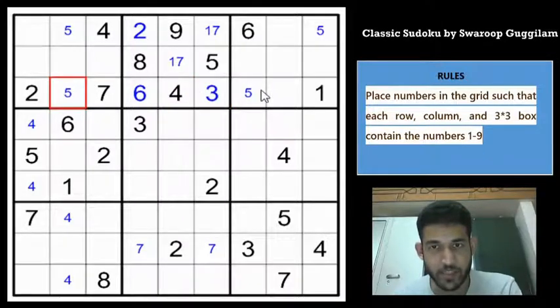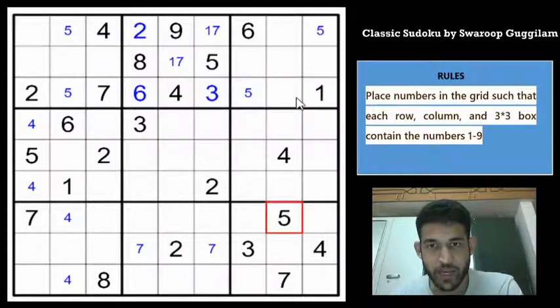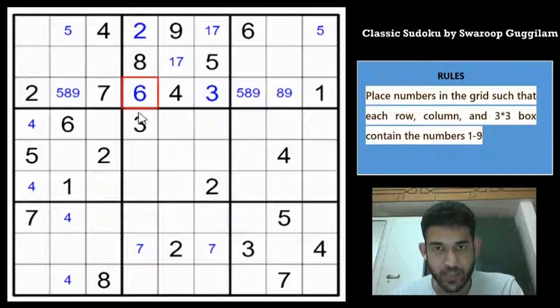And remaining digits in row 3 are 5, 8 and 9. So we can pencil mark them. So this must be an 8 or 9, this must be 5, 8, 9, and this must be a 5, 8 and 9. There is a 3 in column 6 and 3 in column 4, which means that 3 must be in one of these two cells.